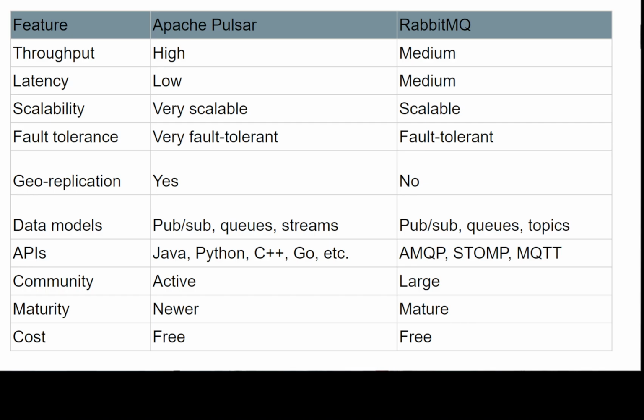Of course, one of the other big factors is that Apache Pulsar is definitely new compared to RabbitMQ. RabbitMQ has been around for a good 15 years, I believe. They're both free. They're both open source.